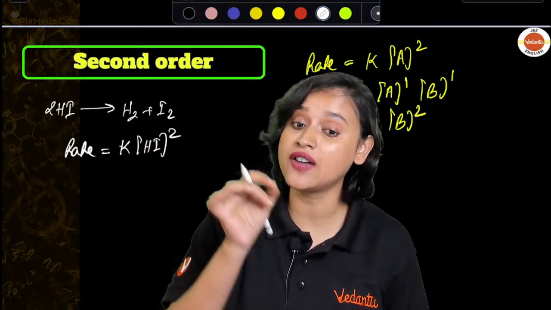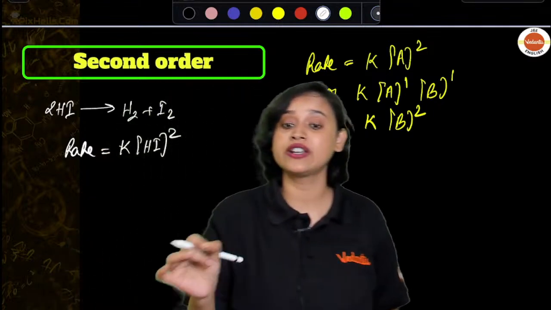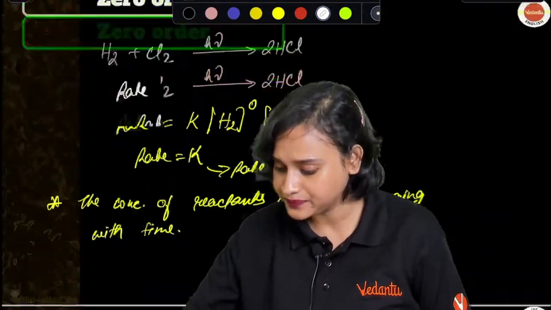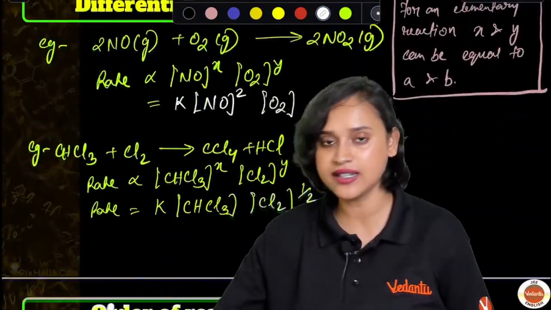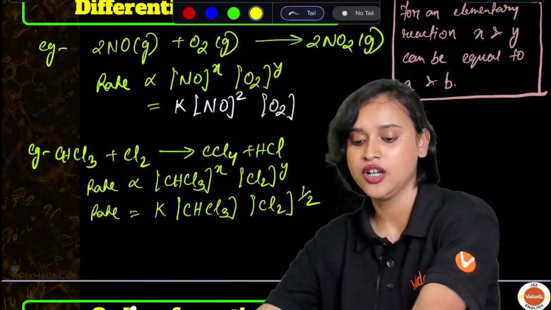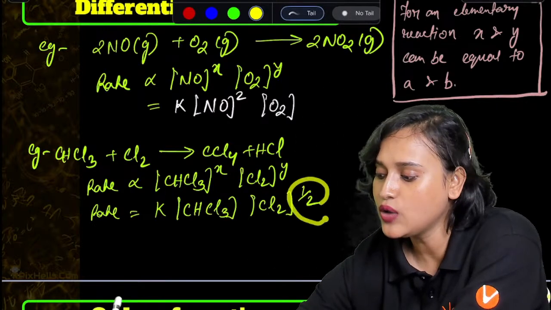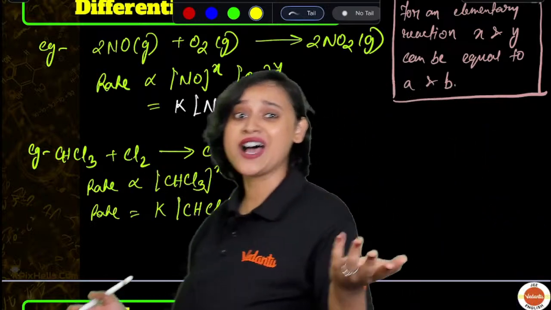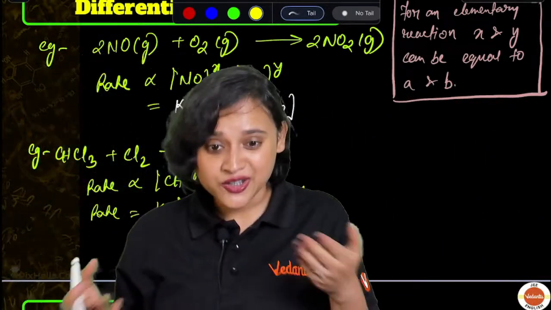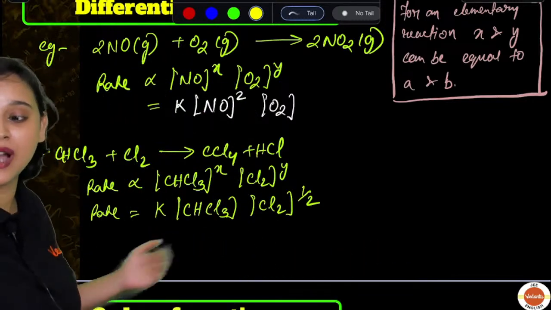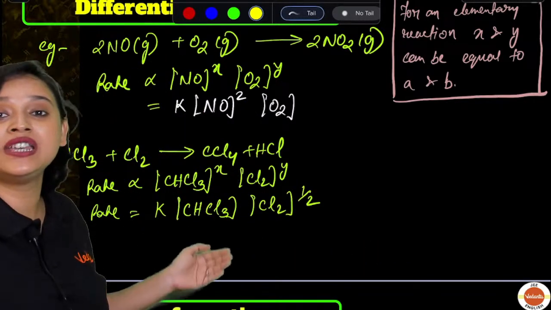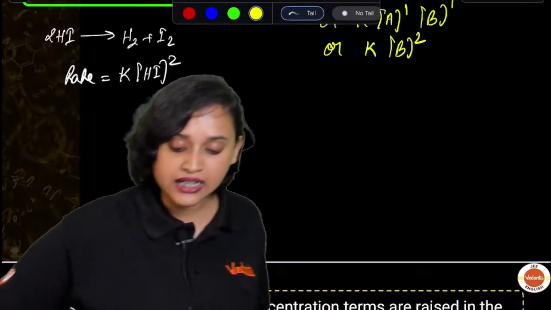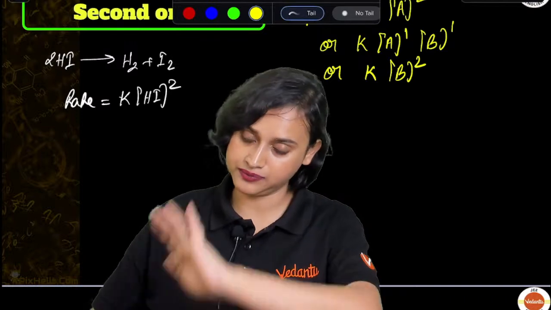Once again, I've just told you, can order of reaction be fractional? Yes, it can be. Didn't you see? Remember the KCHCl3 reaction I showed you? Look at it. Cl2 has half, so 1 plus half is what? 3 by 2. So yes, the order of this reaction is going to be 3 by 2, everybody. It can be fractional as well. Till here, I guess that none of you have any doubt.